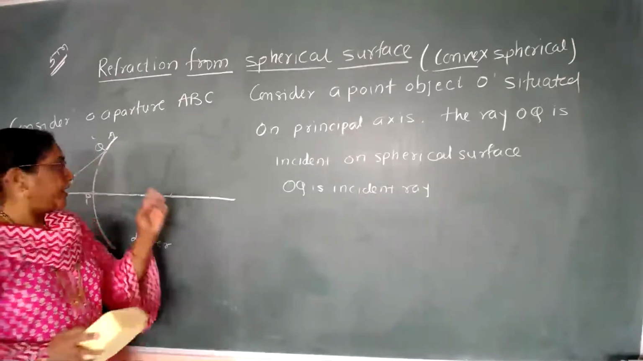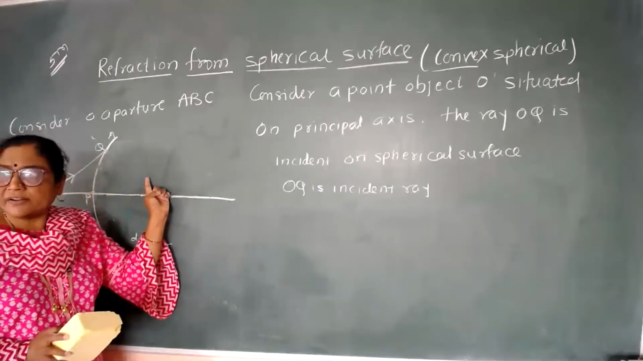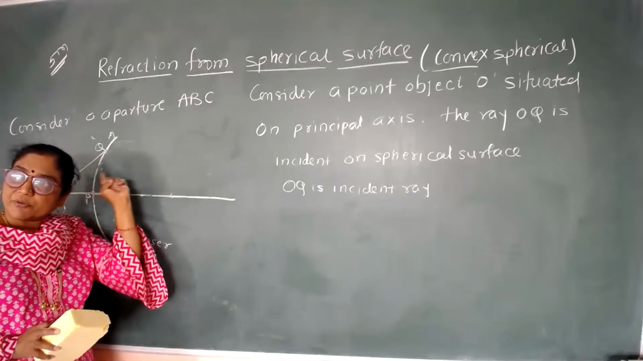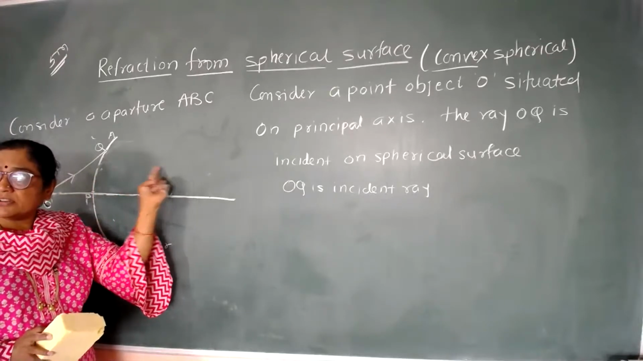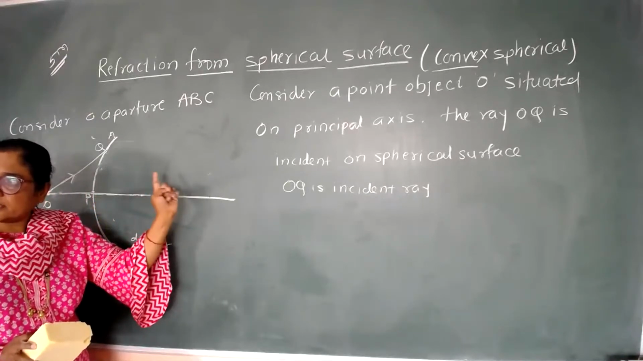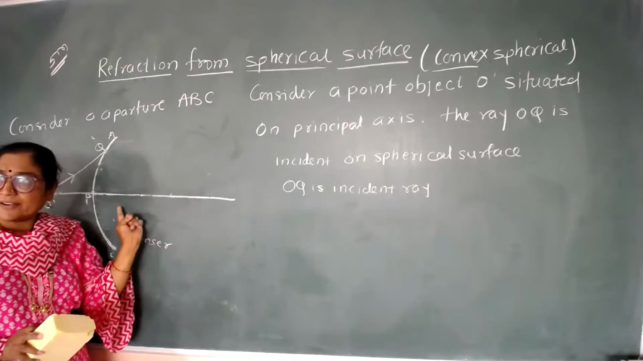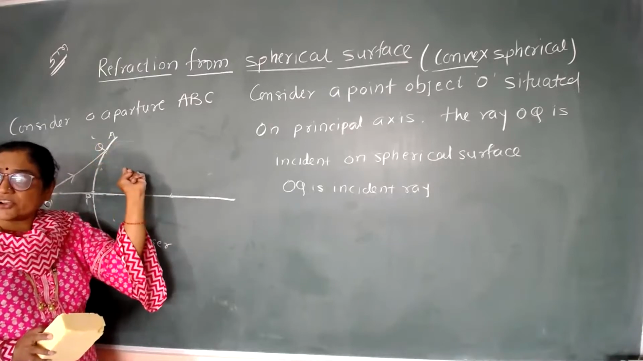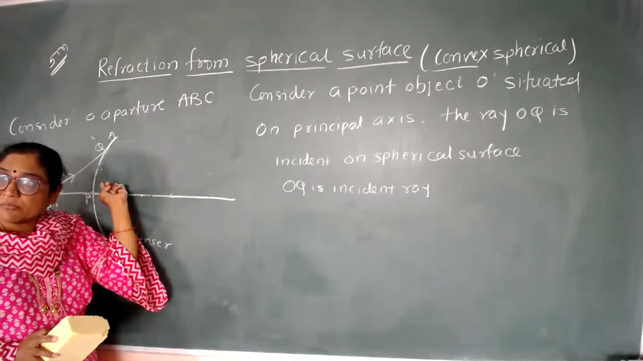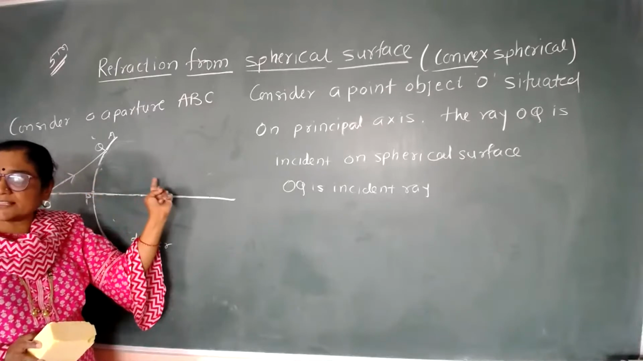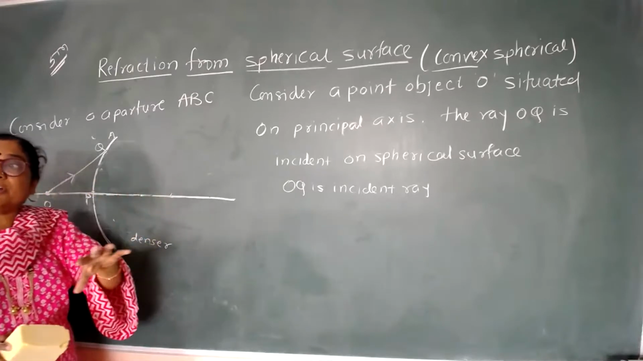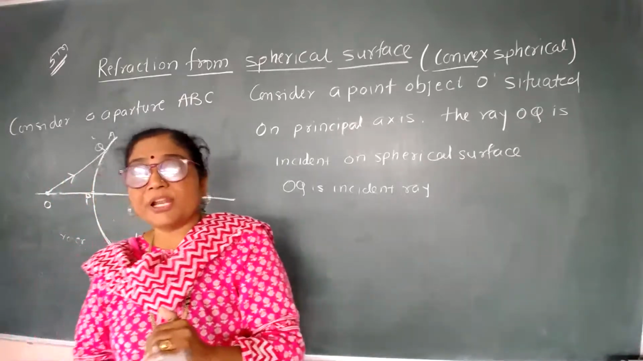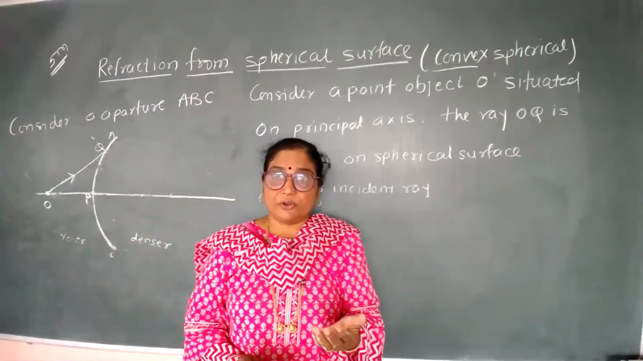Incident rays are propagated from rarer medium to the denser medium. Then the ray of light is propagated from which medium to which medium? Rarer to denser. Here it is glass, which means glass is the denser medium and air is the rarer. So the ray of light is propagated from rarer medium to the denser medium. Now in the denser medium, we need to see whether it bends towards the normal or away from the normal.